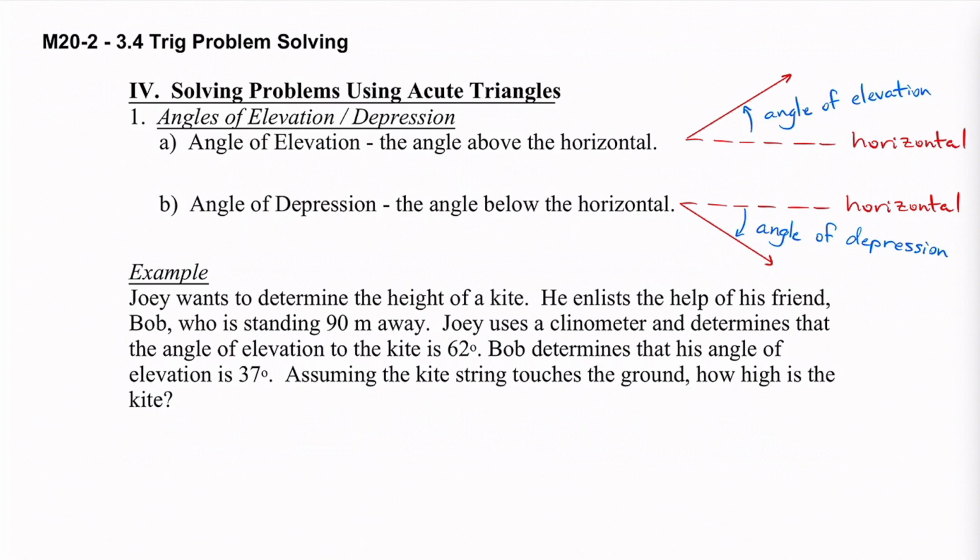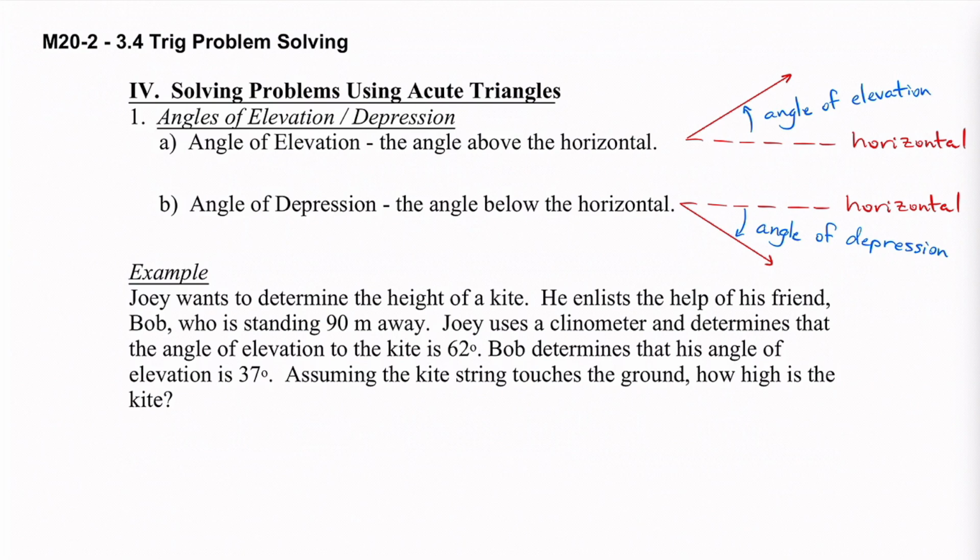Welcome to another video. In this one we're looking at section 3.4, and it's on trig problem solving. We're going to be given some problems and we're going to have to use everything that we've learned in this section. So we're going to have to use our SOHCAHTOA, so our primary trig ratios. We're going to have to use our sine law and our cosine law, and sometimes we might even have to use a combination of more than one thing.